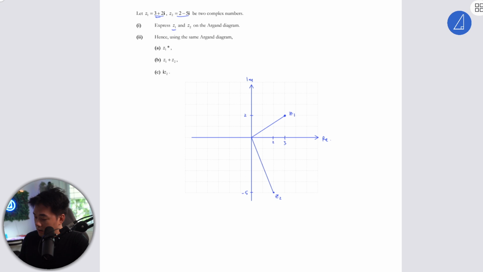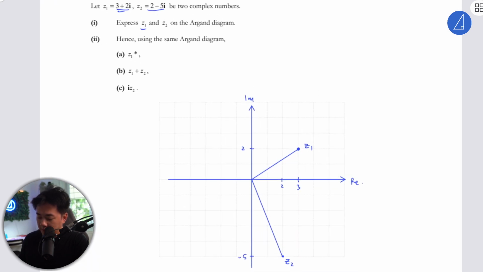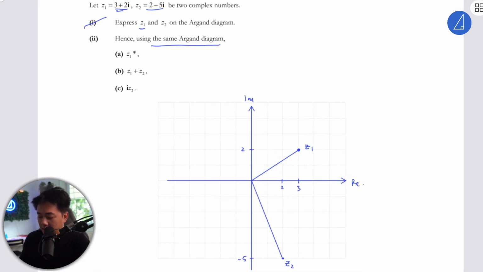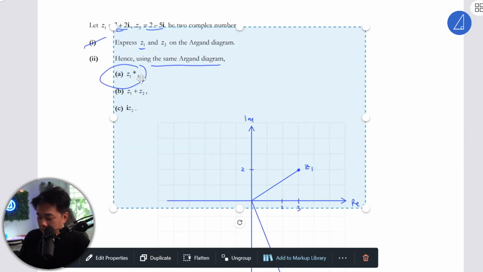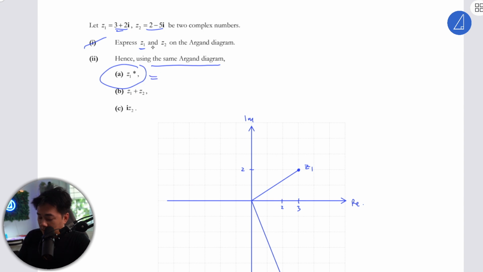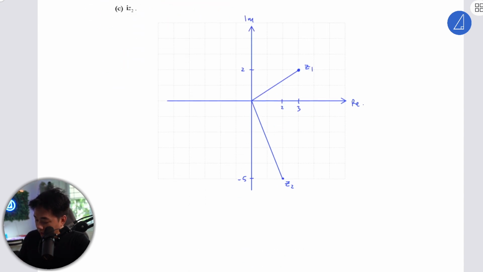Alright. So then we're going to find, using the same Argand diagram, z1 conjugate. Now z1 conjugate just means that it's a reflection about the real axis. Because for the conjugate, you just need to flip the sign. So for the z1 conjugate, you just have to conjugate this 3 plus 2i, so this is 3 minus 2i. So this will just be a reflection here. So it's z1 conjugate. Okay, just draw it.